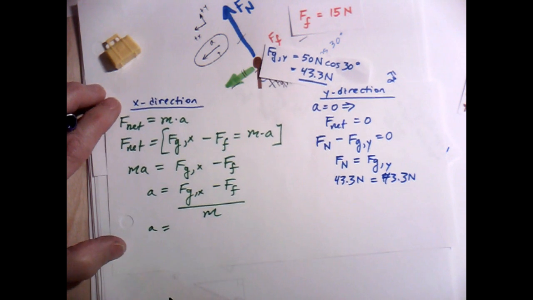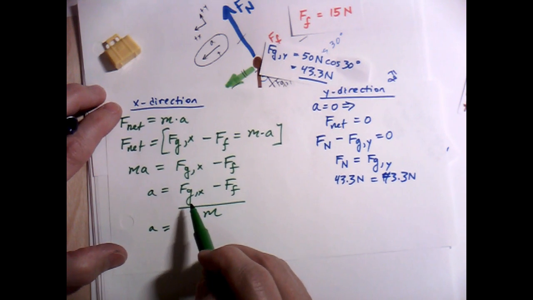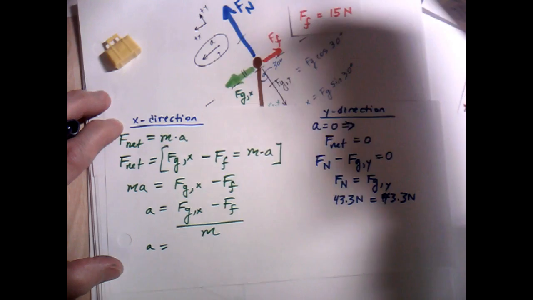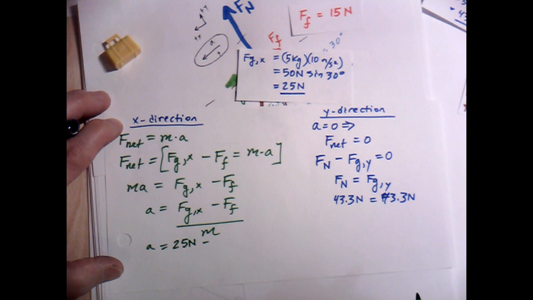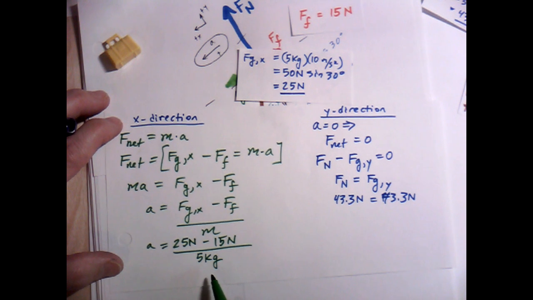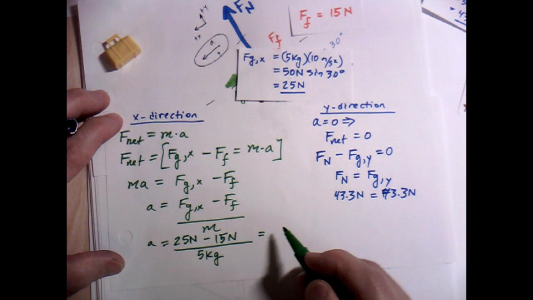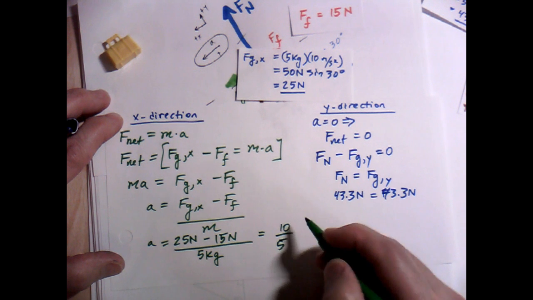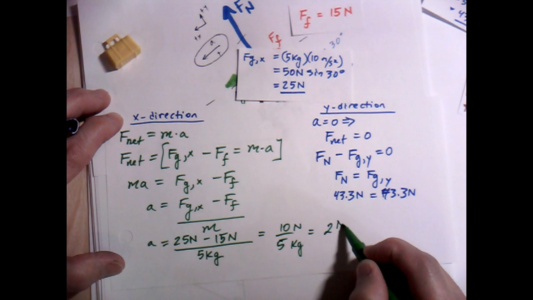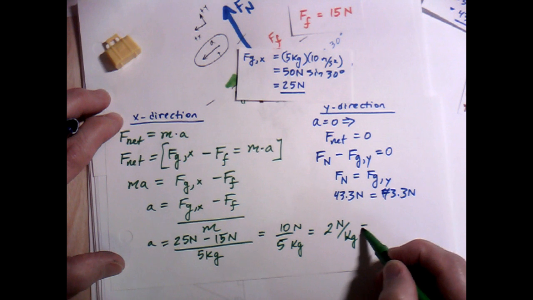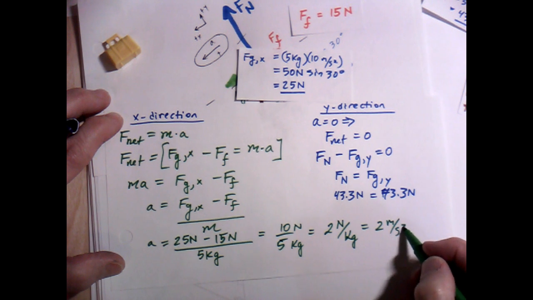So acceleration is equal to Fg in the x direction, which we said was 25 newtons, minus the frictional force, which we were told is 15 newtons, all divided by the mass, which we know is 5 kilograms. And newtons divided by kilograms, of course, are units of acceleration, and that is equal to 10 over 5 newtons per kilogram, and that's equal to 2 newtons per kilogram, which is also equal to 2 meters per second squared. And there you have it.